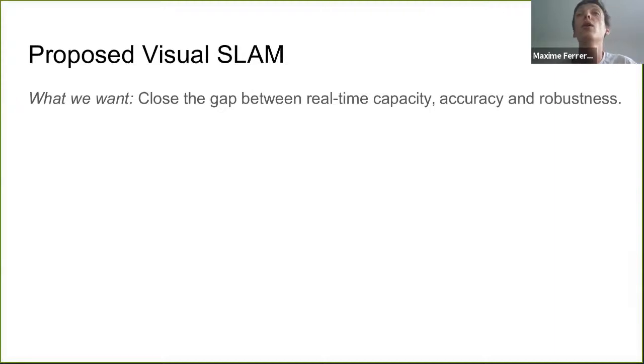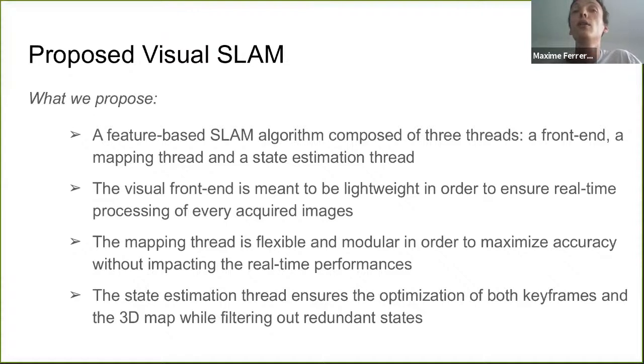During my postdoc, what we wanted was to close the gap between real-time capacity, accuracy, and robustness. We proposed a feature-based SLAM algorithm composed of three threads: a front-end thread, a mapping thread, and a state estimation thread. The visual front-end is meant to be lightweight in order to ensure real-time processing of every acquired image. We designed the mapping thread to be flexible and modular enough to maximize accuracy without impacting real-time performance. Last, the state estimation thread ensures the optimization of both keyframes and the 3D map through bundle adjustment, and is also responsible for filtering out redundant states in order to keep real-time capacity.